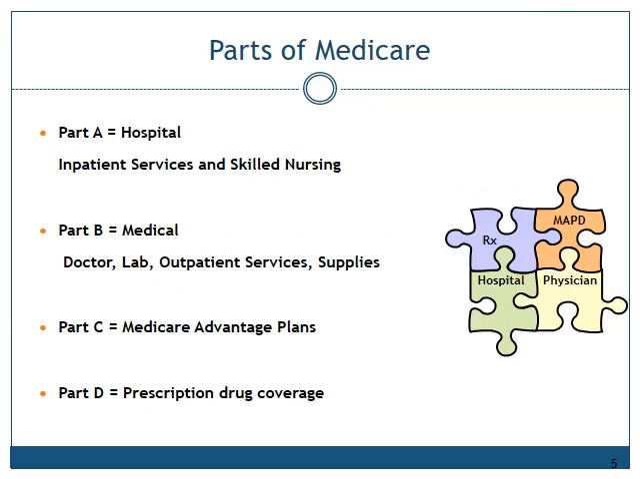Parts of Medicare. Part A equals hospital, inpatient services, and skilled nursing. Part B equals medical, doctor, lab, outpatient services, and supplies. Part C equals Medicare Advantage plans. Part D equals prescription drug coverage.